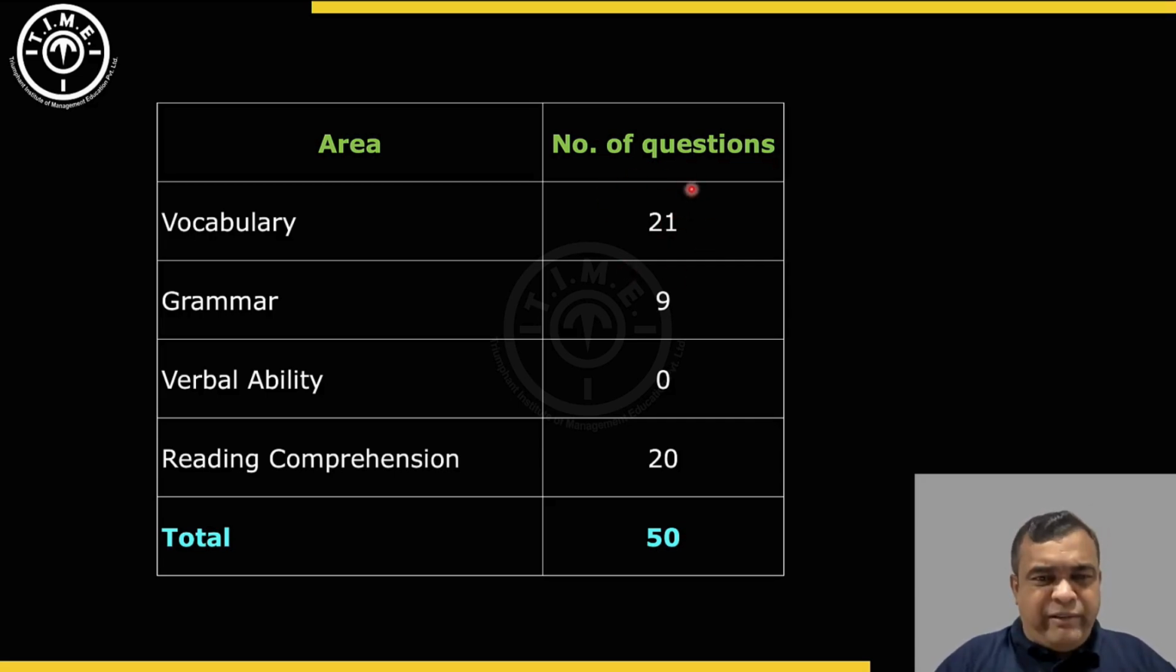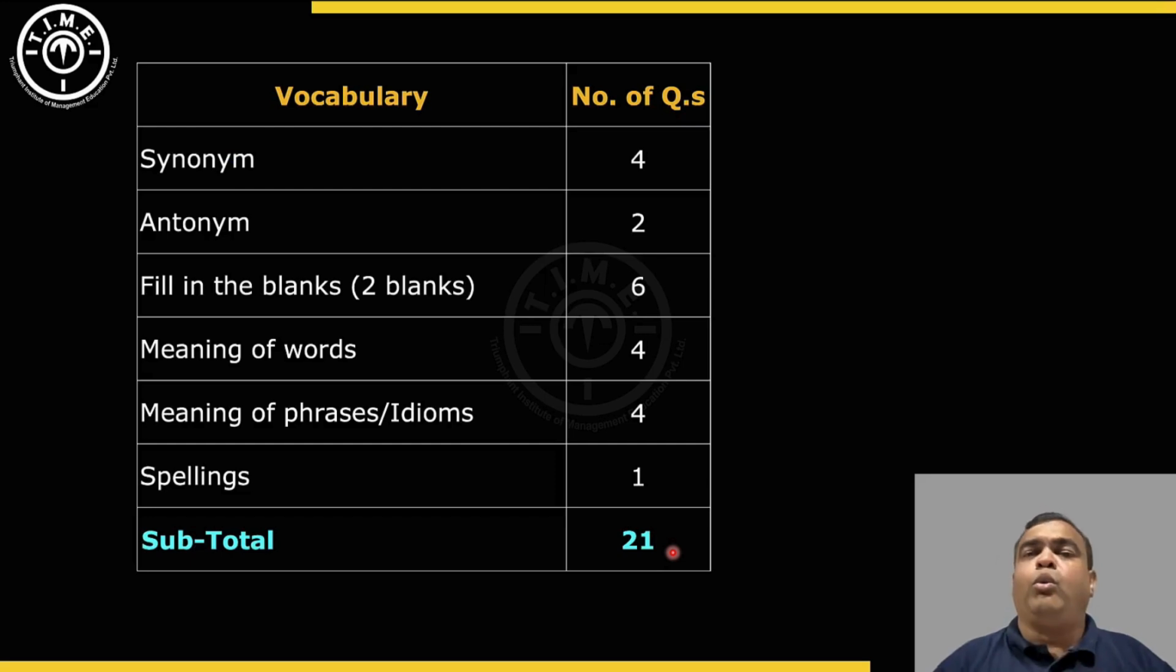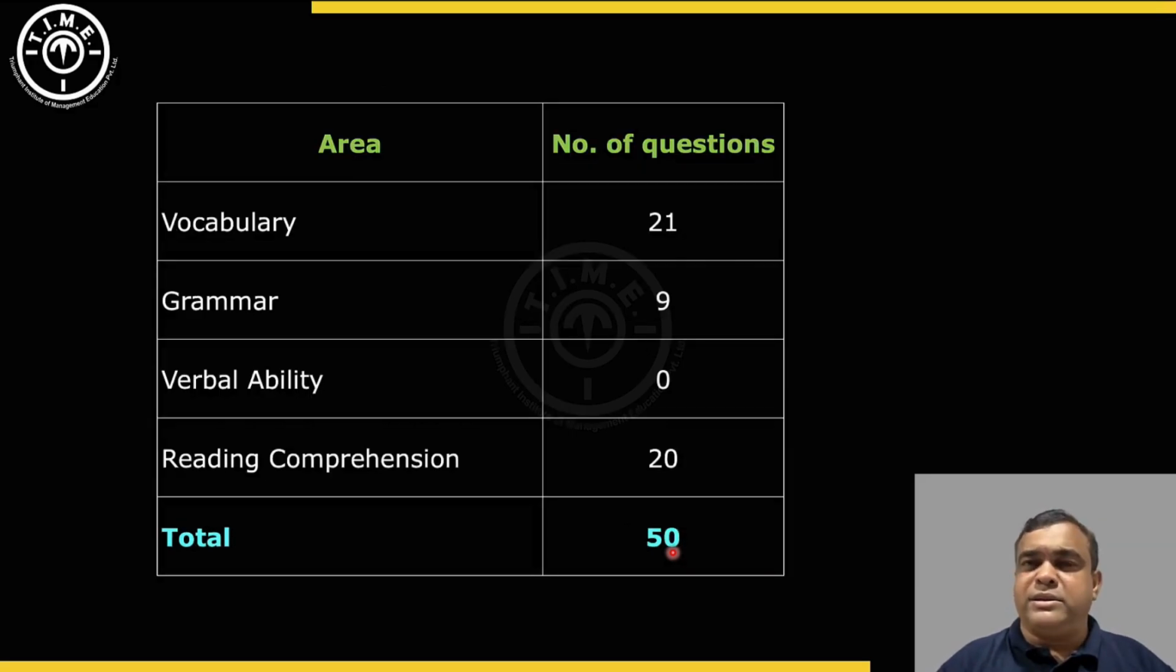Fine. So 21 questions, grammar 9 questions, then verbal ability parajumble kind of questions, and reading comprehension there were 20 questions, total 50 questions. Fine. So how should I have attempted this? If you're not sure about your vocab accuracy, you should have attempted the RC part. Those who are good at vocab should have attempted the vocab part.